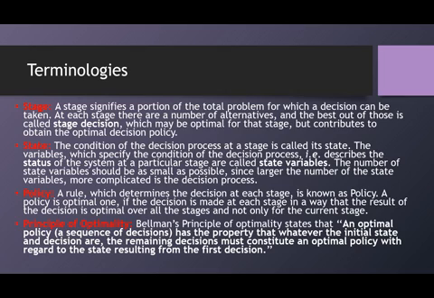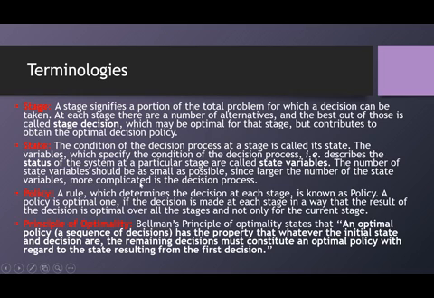Next we have one more term called state. The condition of the decision process at a stage is called its state, right? Stage is a portion of the problem. In the portion of the problem, you have a decision making process. A decision is involved. That decision process is called a state. The variables which specify the condition of the decision process, that is, which describe the status of the system at a particular stage, is called a state.